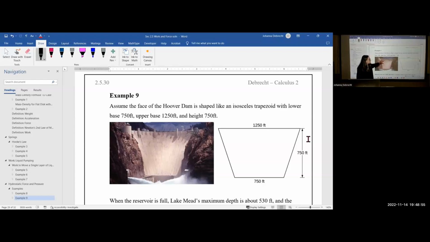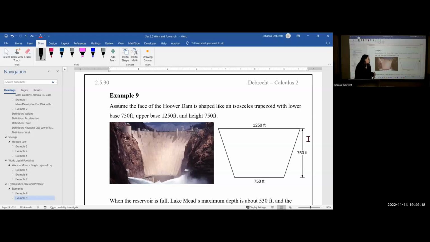It's shaped like an isosceles trapezoid. Isosceles means that this angle and this angle are equal to each other, and these two sides are equal to each other as well. The upper base is 1,250 feet. The bottom base is 750 feet. It's 750 feet tall. It's a massive amount of concrete.